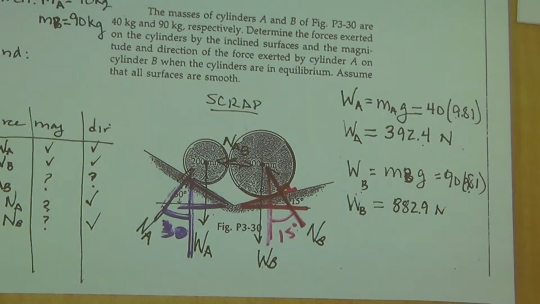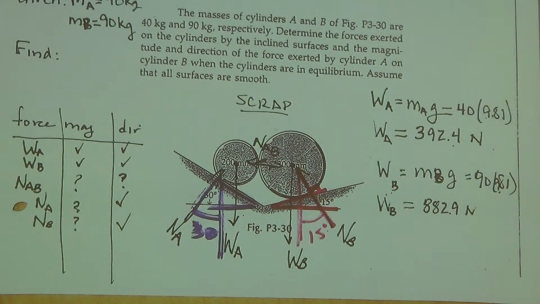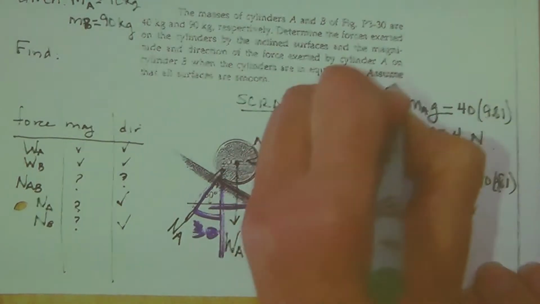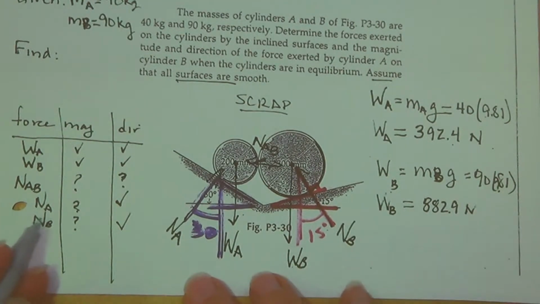Okay, anything else? So far we have the two weights, we have the normal between them, and then we have the normal coming from the surfaces. Jason, do you see any others? No, there's no friction because it says, assume all surfaces are smooth. So that's it.